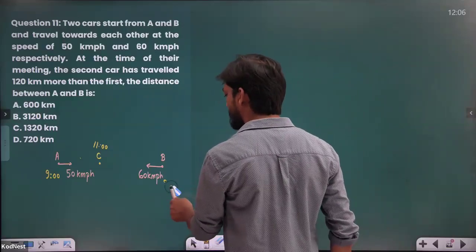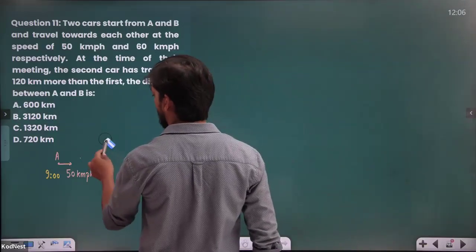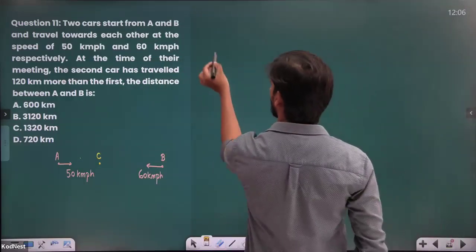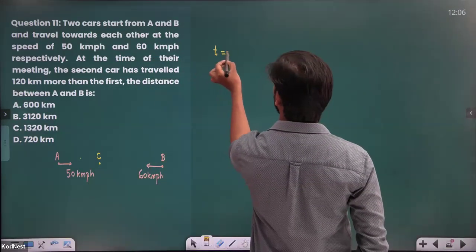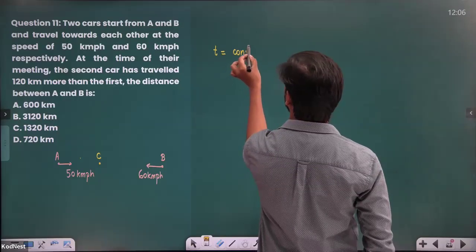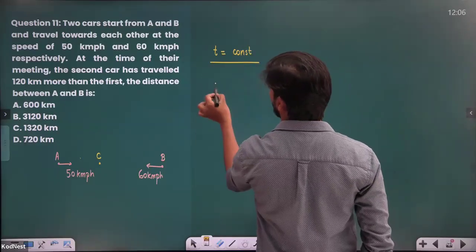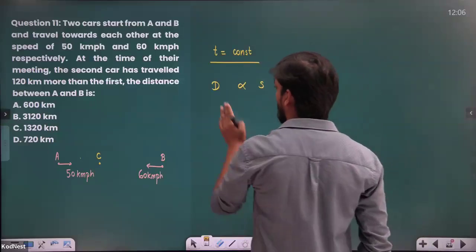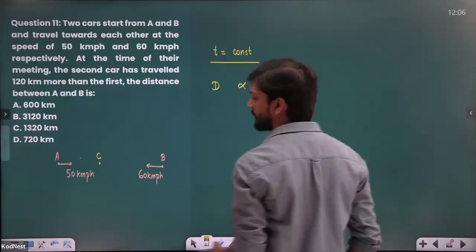But let me remove this. I cannot take these values. So just to make you understand, I have taken the values. So time is constant. So distance is proportional to speed. Okay. Distance is proportional to speed.